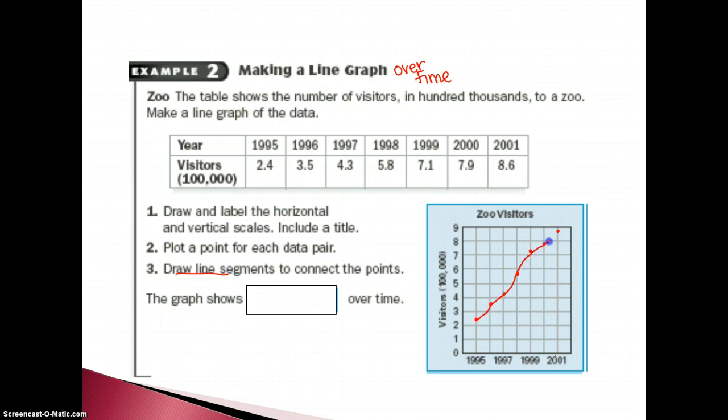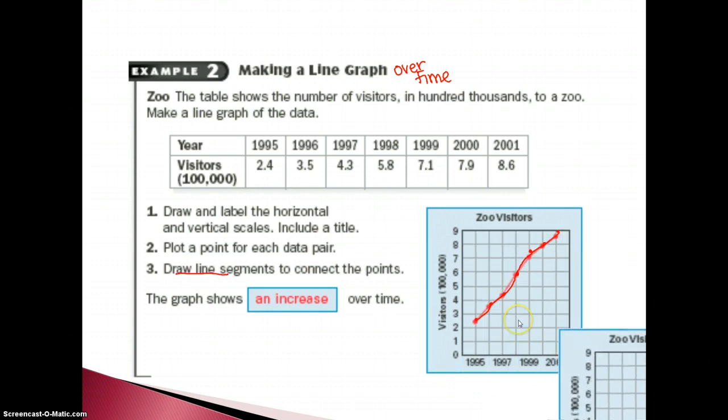As nice as you can, connect them with a straight line. You can see that there is an increase over time. And there's the graph. I did a pretty good job. So the number of visitors to this zoo have increased over the years, which is always a good thing.